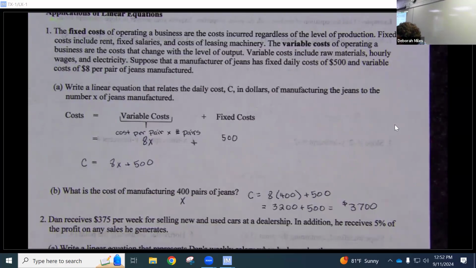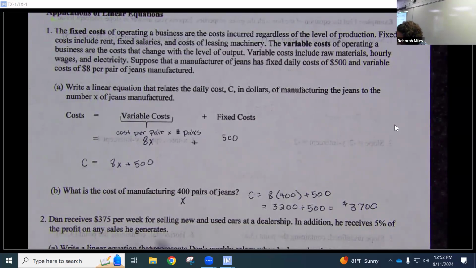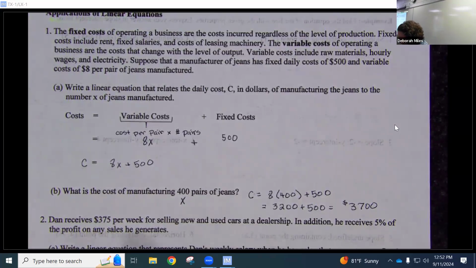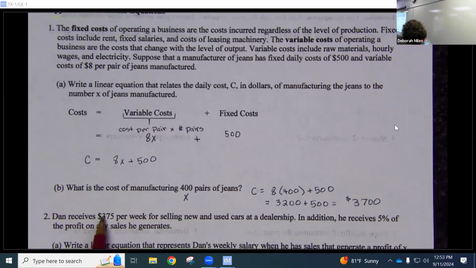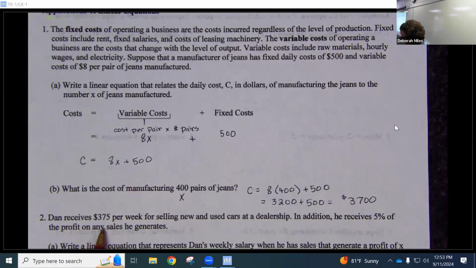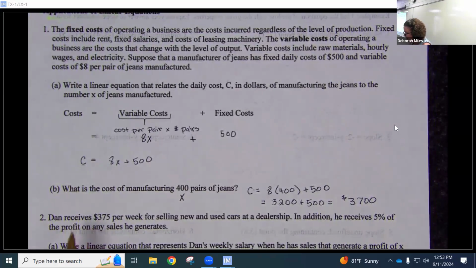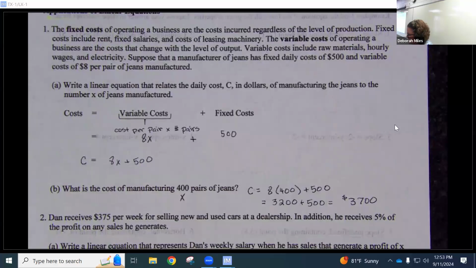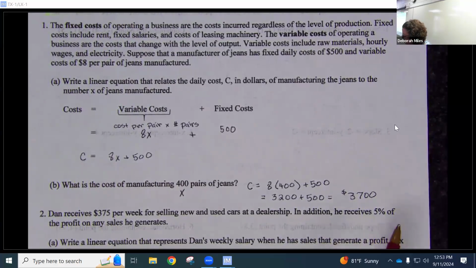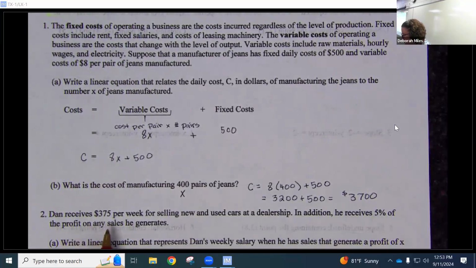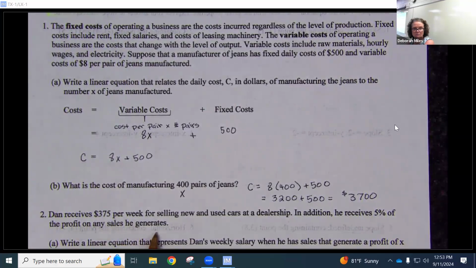Number 2, Dan works at a car lot. And he gets $375 just for showing up. He can show up and sit all day in the break room and he still gets his $375 until he gets fired. In addition, he receives 5% of profit on any sales he generates.